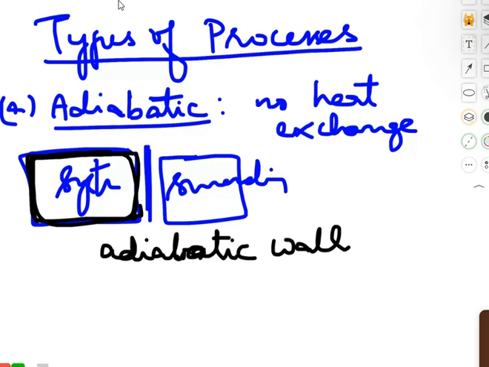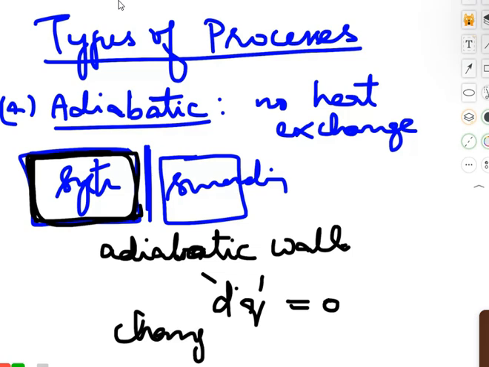Right. So here, the product of d and Q will be 0. What is Q? Exchange of heat. Change in heat. dQ, Q is the change, is 0.